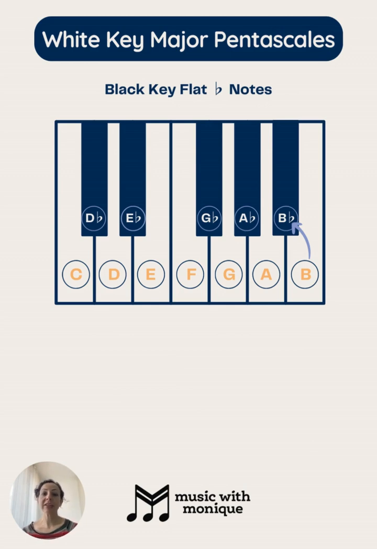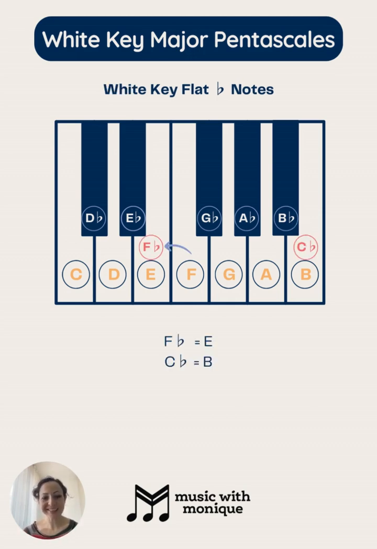Flats again are to the very next note to the left. So B flat, A flat, G flat, E flat, and D flat. Can we have white key notes that are flat? You guessed it, yes. So F flat is enharmonically equivalent to E, and C flat is enharmonically equivalent to B. So go ahead and take a second and fill these out.